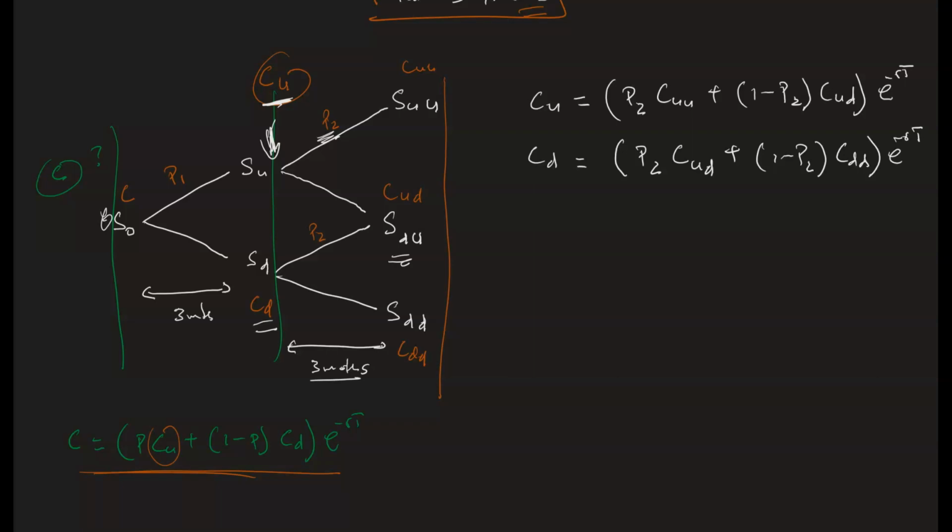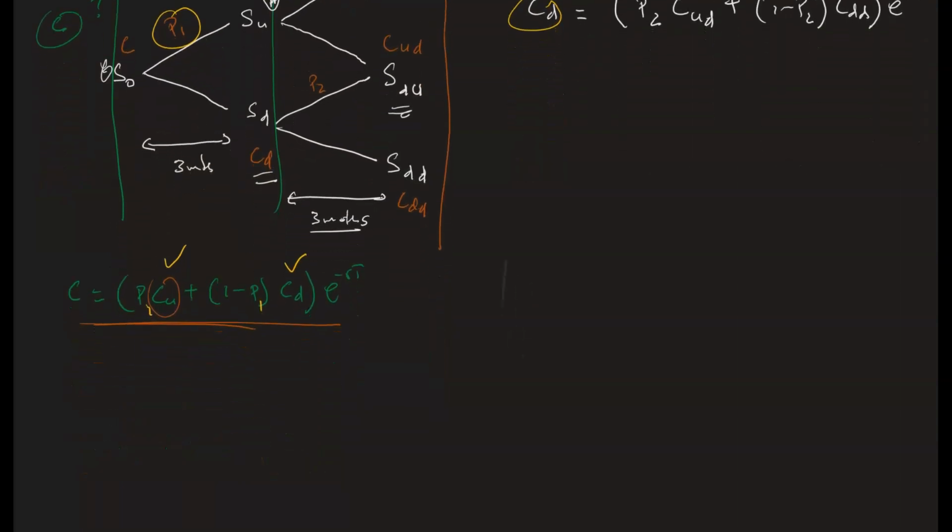Once we have call up and call down, we can just plug them in here using P1 this time, and we'll have our call option price. So let's work with an example. I know this looks crazy, but let's work with an example, and that's going to make a whole lot more sense.